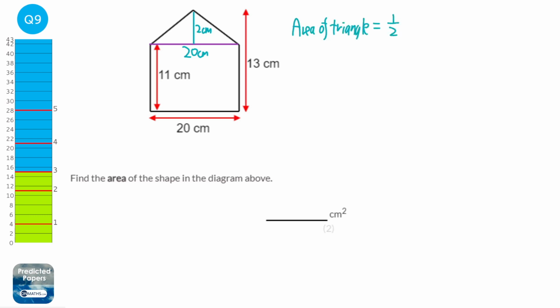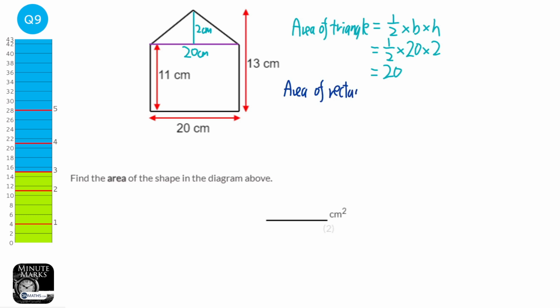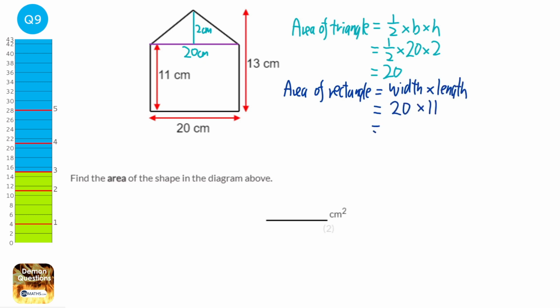Which is going to be half times base times height. Half times the base, which is 20, times the height, which is 2, will just give us 20. Now let's work out the area of the rectangle. And that's just going to be the width times the length. Width is 20. The length is 11, so that would be 220.